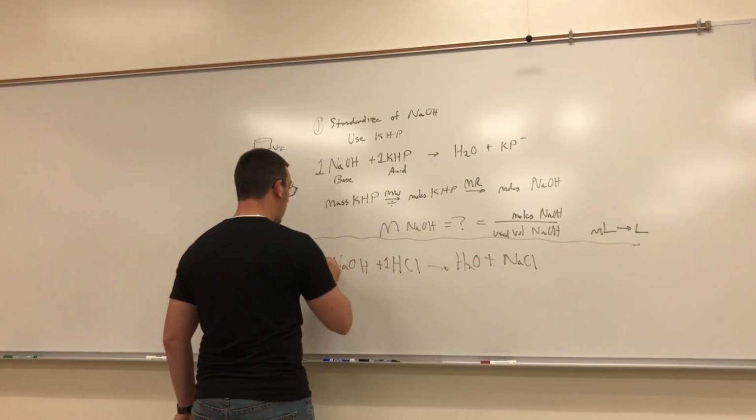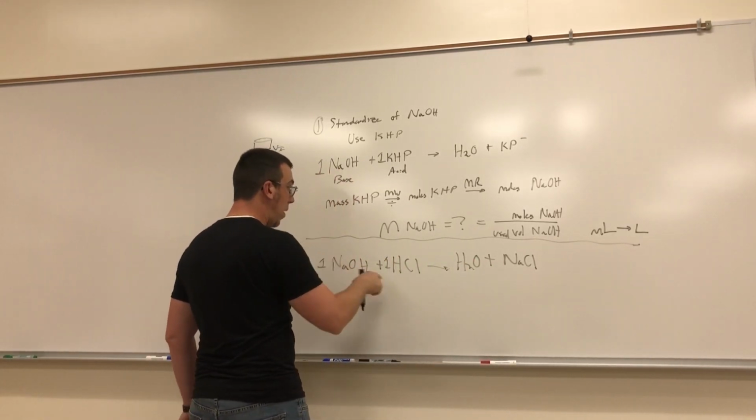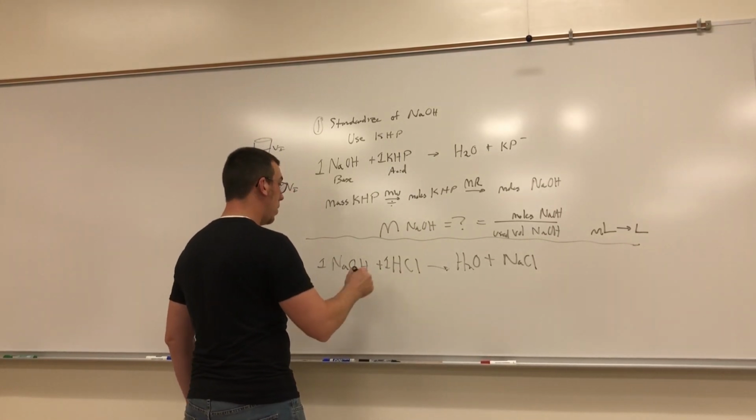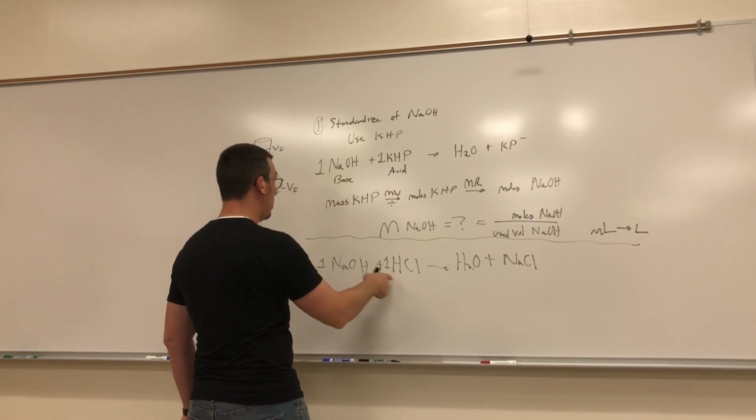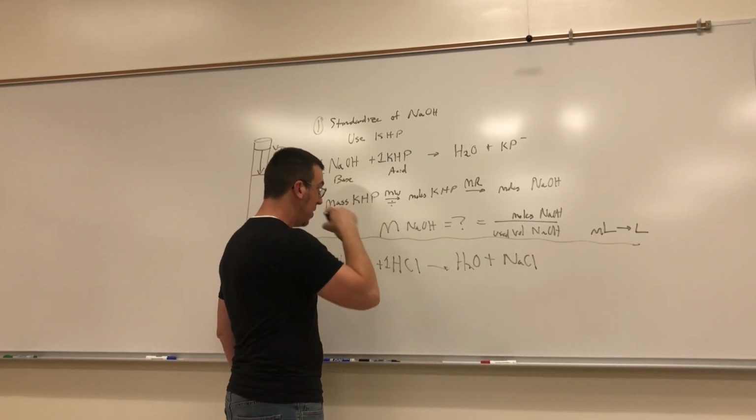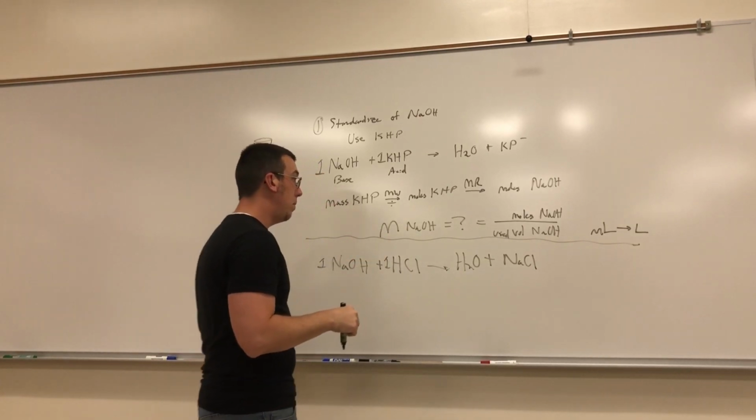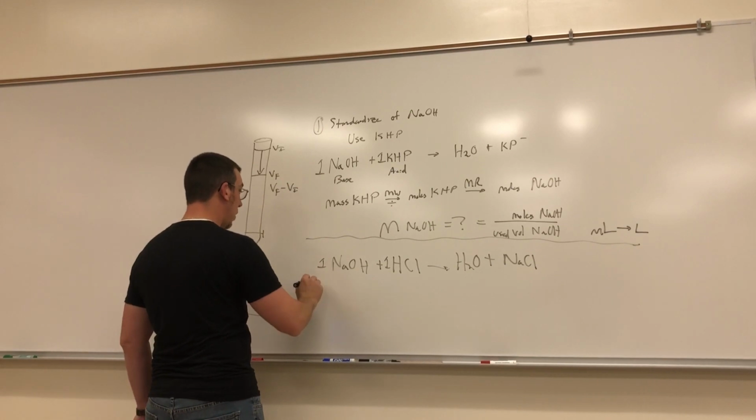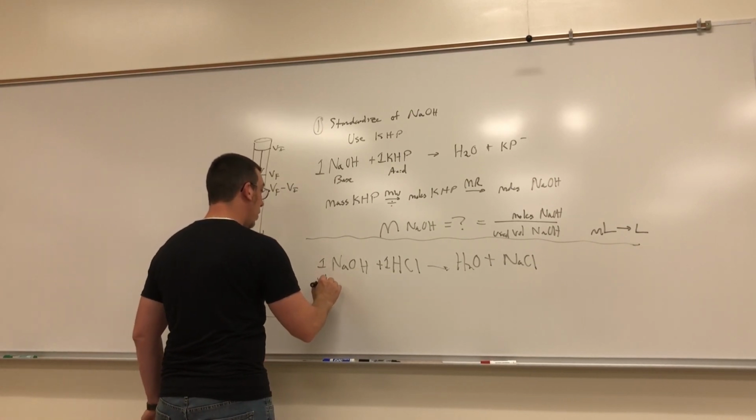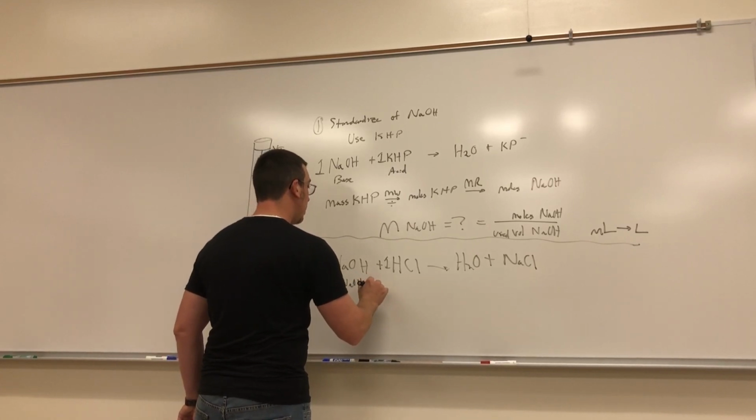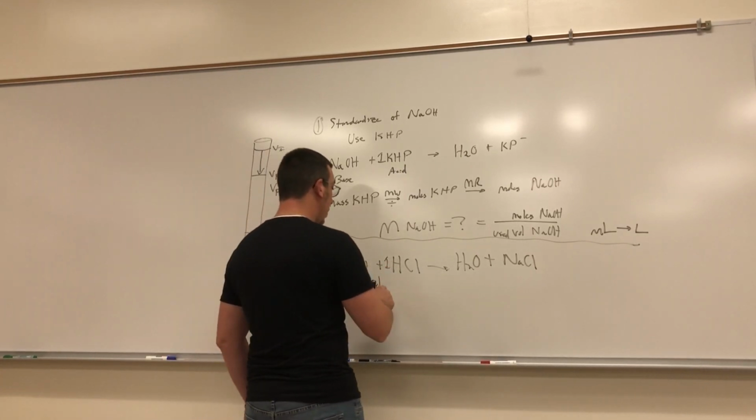So again, we're going to use the molar ratio, because our goal here is to figure out the molarity of the HCl. What we just did in the previous part is we figured out the molarity of the NaOH. In this experiment, you're going to determine the volume of sodium hydroxide used. And so now you're going to take the molarity.